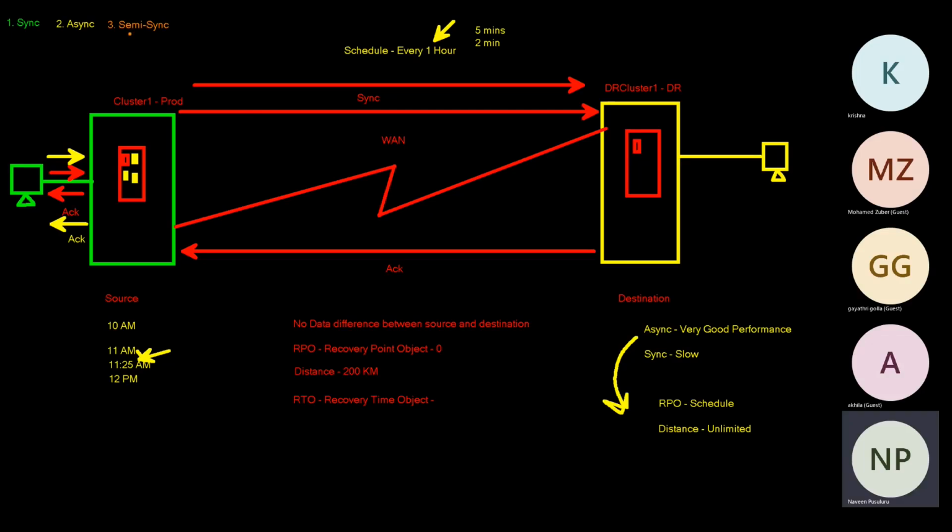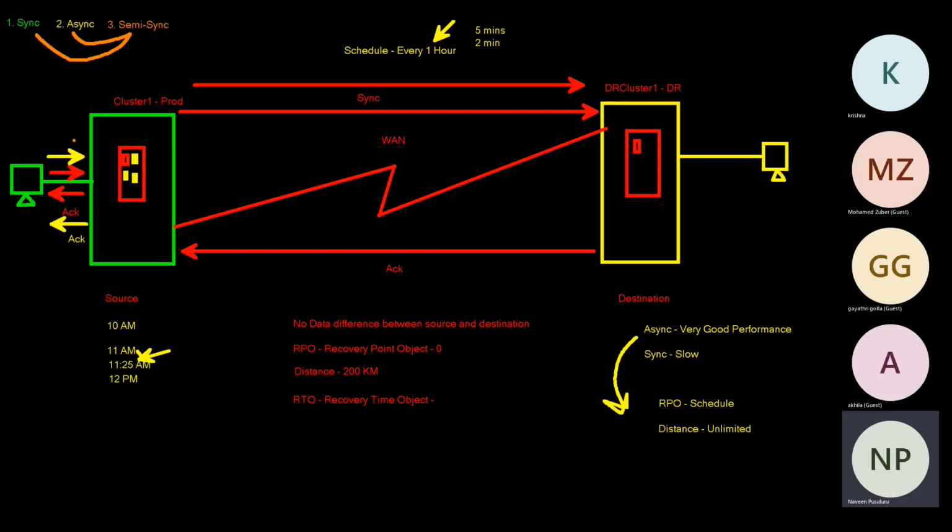Semi-sync is a combination of sync and async. It is neither sync nor async. It is an intermediate between sync and async. Let me tell you how it works. Semi-sync also works based on acknowledgements, just like sync, but it will not copy the data immediately. For example, my client copied the data to the source cluster.